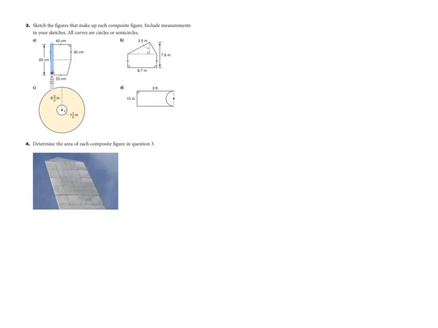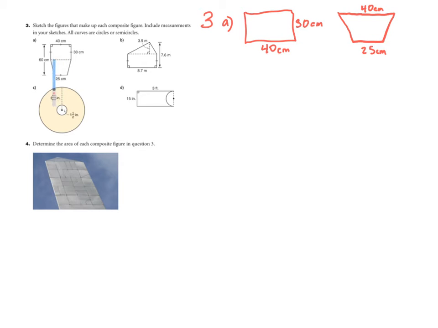Alright, so we're going to start off and call this a rectangle. So draw a little sketch of that rectangle. And that is 40 by 30. Plus, there is a trapezoid here. The bottom is 25. The top is 40. And the height is, let's see, 60 minus 30, so 30.